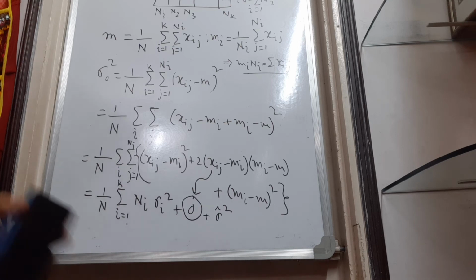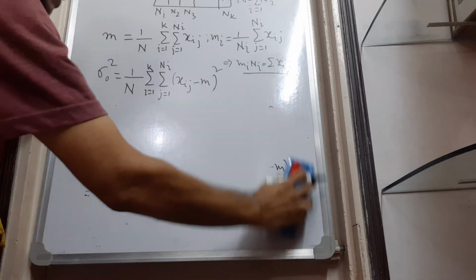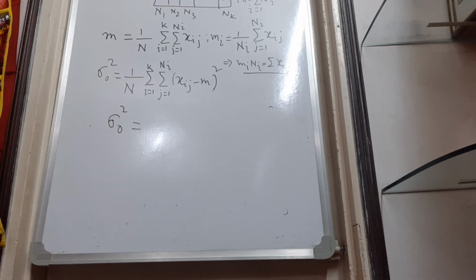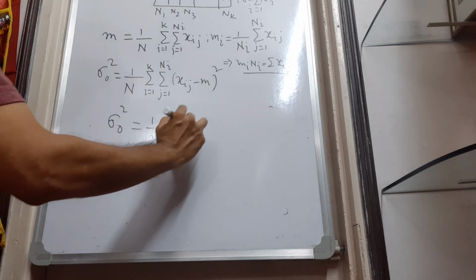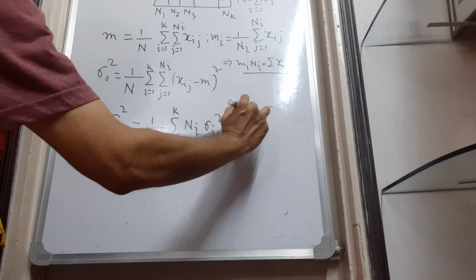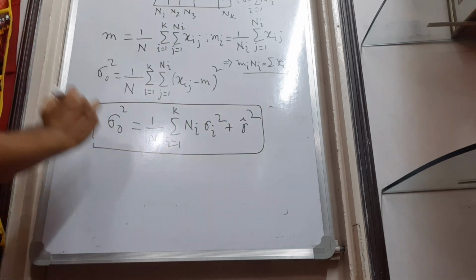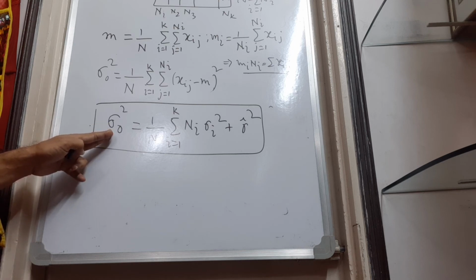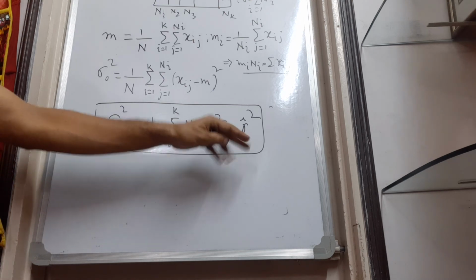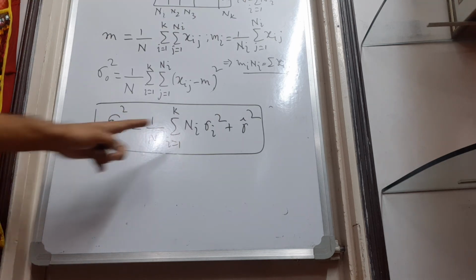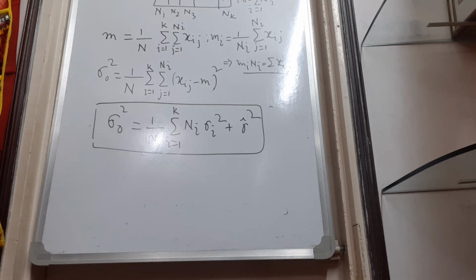So, we can write that sigma naught square, which is the variance of the population, is written as 1 by N summation n_i sigma_i square for each stratum plus sigma cap square. So, this is a very important relation which establishes that this is a fixed quantity, the variance of the population, and if the variance between the strata increases, then the variance within the strata will reduce. Remember that this is nothing but the variance within the strata.